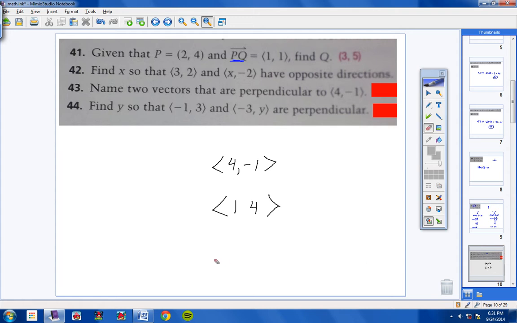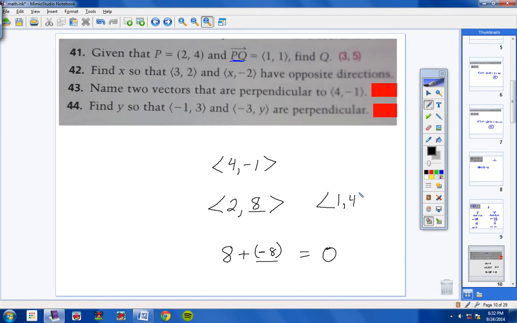Not too bad. Let's try another one. There's an infinite amount of answers, students. Let's put a 2 here, and we'll put a blank here. 4 times 2 is 8. So 8 plus blank will give you a 0. Well, 8 plus what? -8. So what number would you want to put here to give you a -8? -1 times 8. There we go. 4 times 2 is 8. -1 times 8 is -8. Add those together is 0. So there's your two vectors: 2, 8, and the other one was 1, 4, I believe.